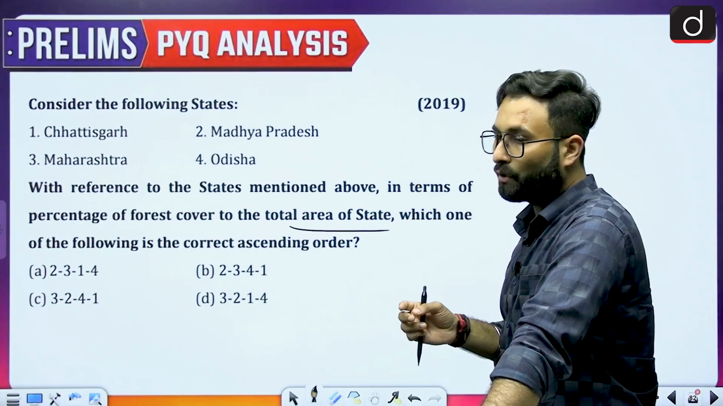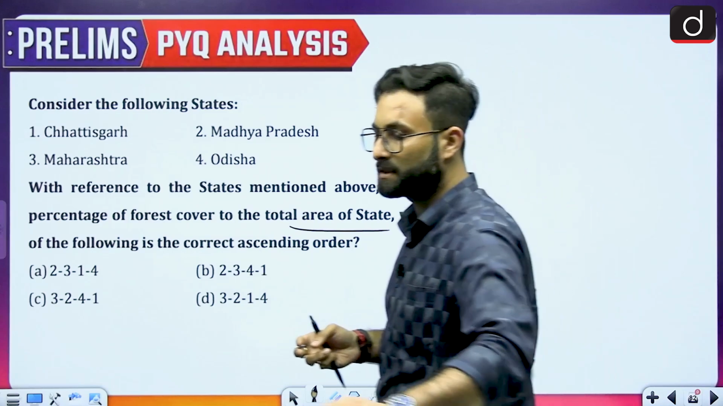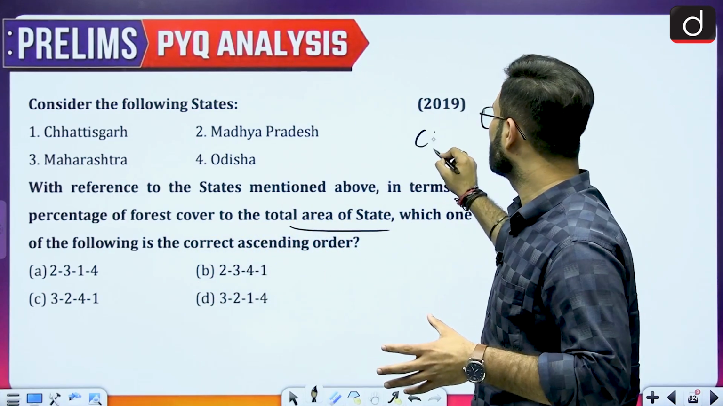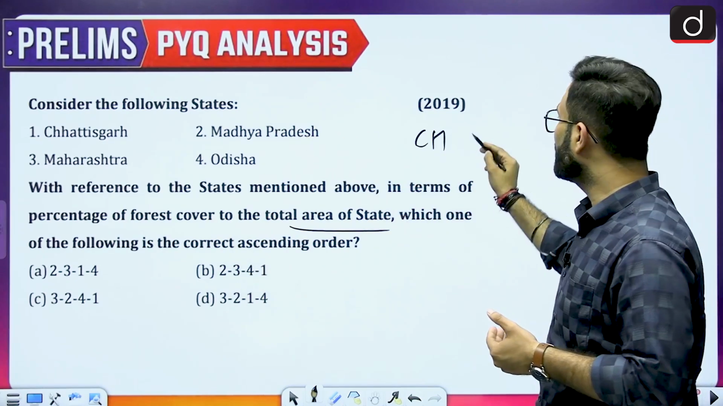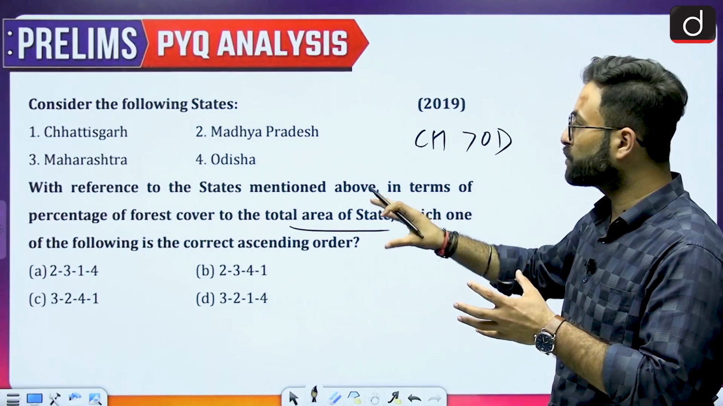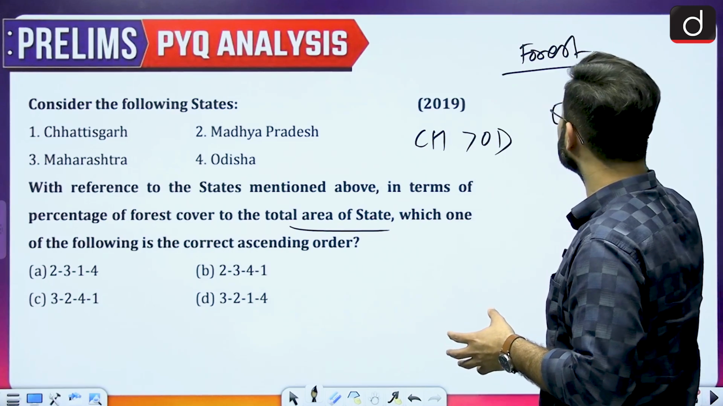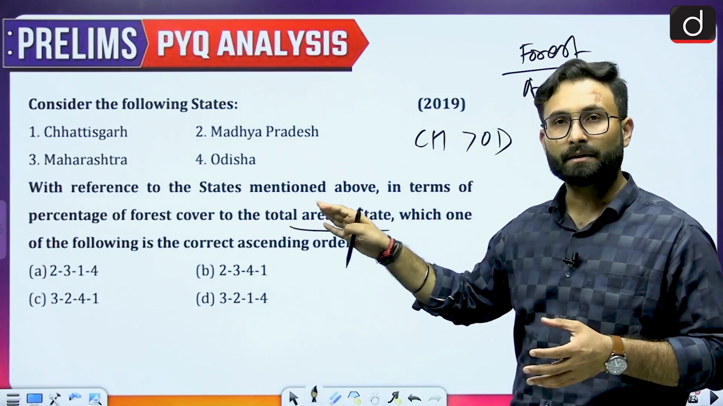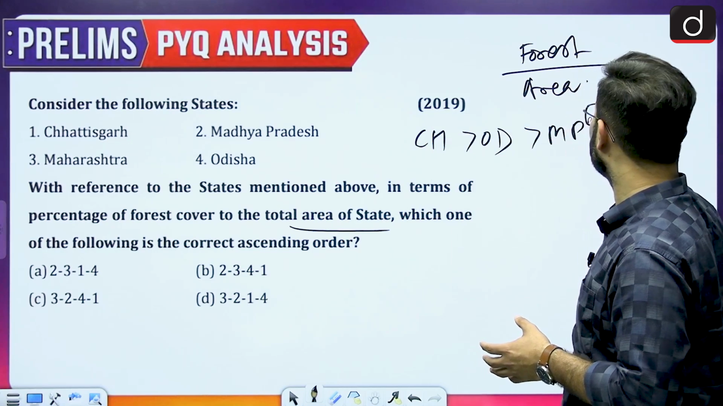So let's see. If we talk about Chhattisgarh, Madhya Pradesh, Maharashtra and Odisha, you will see that when we talk about the ratio, it will be high in Chhattisgarh with respect to the size of the state. Maximum forest is there in Chhattisgarh. After that we have Odisha. So after Chhattisgarh, when we are talking about the ratio of forest with respect to the area of the state, first is Chhattisgarh, then Odisha, then Madhya Pradesh, and then Maharashtra.